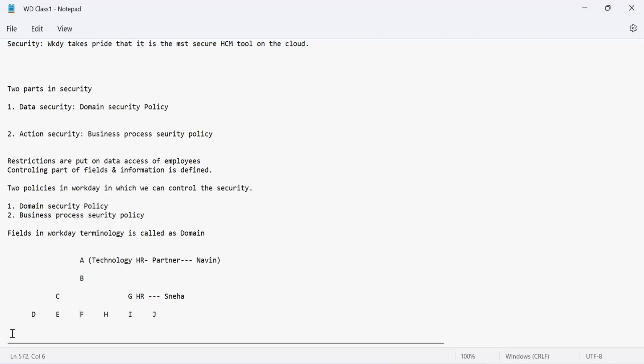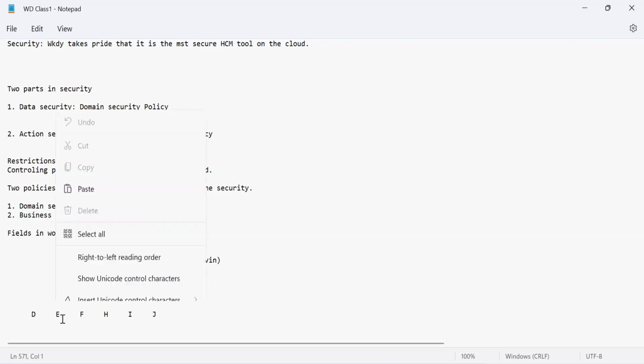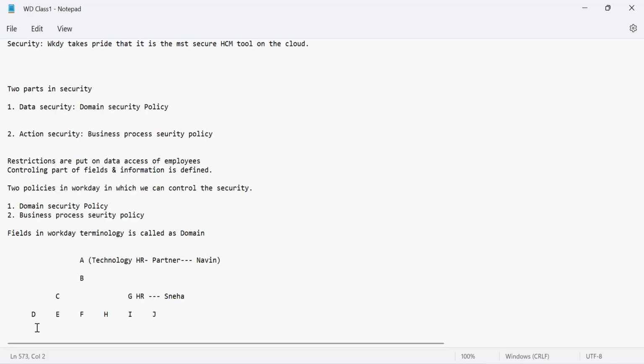But C will have access to D, E, F and the people who are reporting to them. G will have access to H, I, J and the people reporting to them. Now, these restrictions are put through security groups in Workday. So this is a very important concept, guys. Security groups. What is a security group?